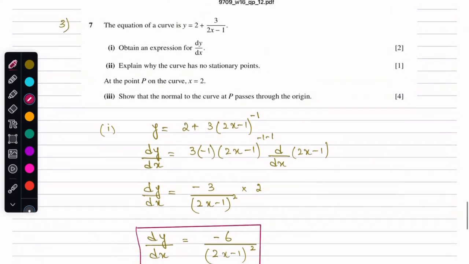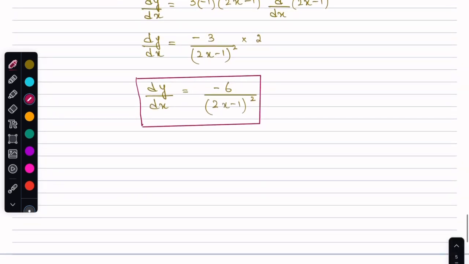Second part, explain why the curve has no stationary points. So we know at a stationary point, my dy by dx should be equal to 0. So let's equate dy by dx to 0. Explain why it has no stationary point. This is what the question asks. So if I equate my dy by dx to 0, dy by dx equals 0 at stationary points because the gradient is 0, the tangent is horizontal.